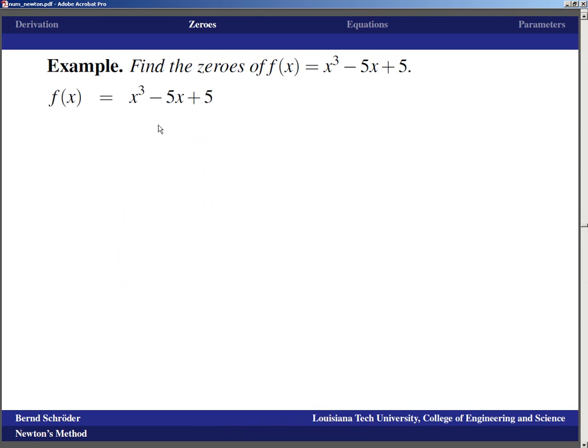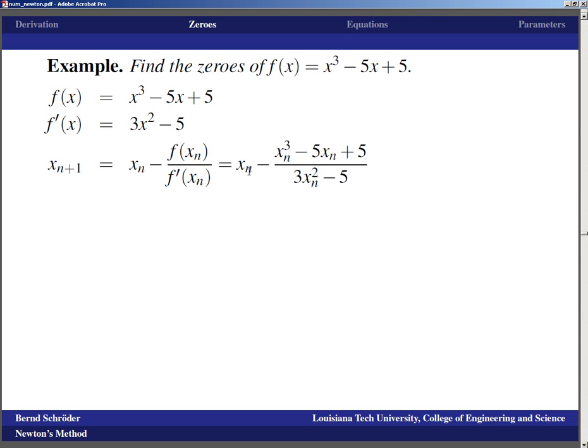Okay, so the function is x cubed minus 5x plus 5. That means the derivative is 3x squared minus 5. That means if our recurrence relation is xn plus 1 equals xn minus f of xn divided by f prime of xn, then that would be xn minus f of xn, which is xn cubed minus 5xn plus 5, and f prime of xn is 3xn squared minus 5.